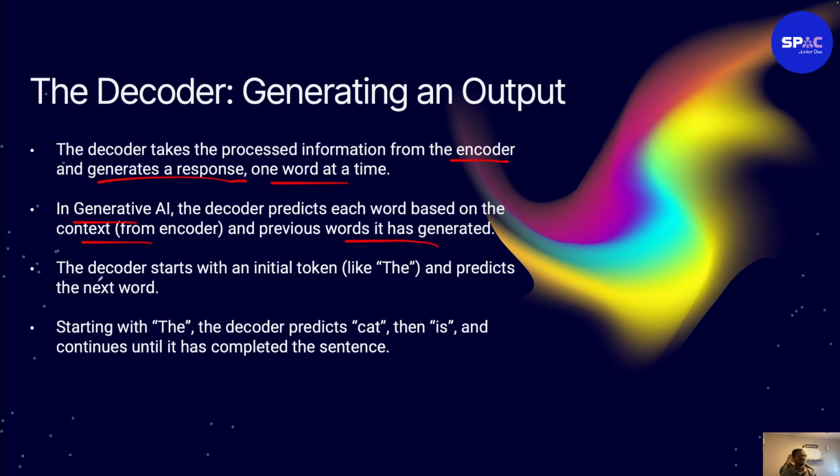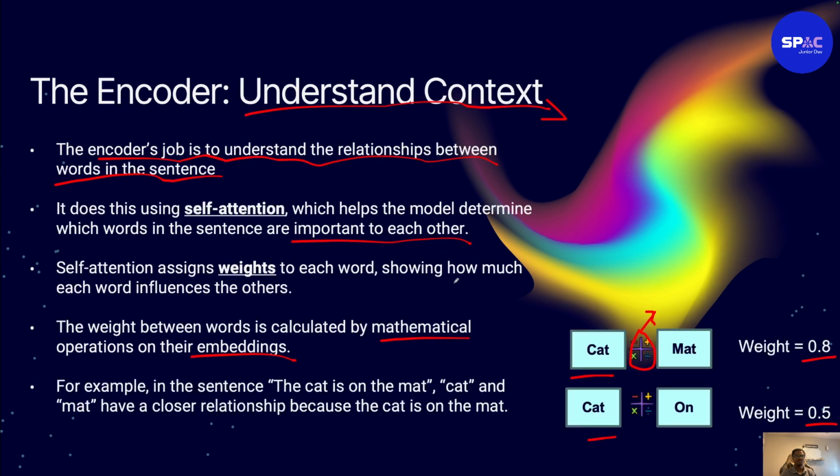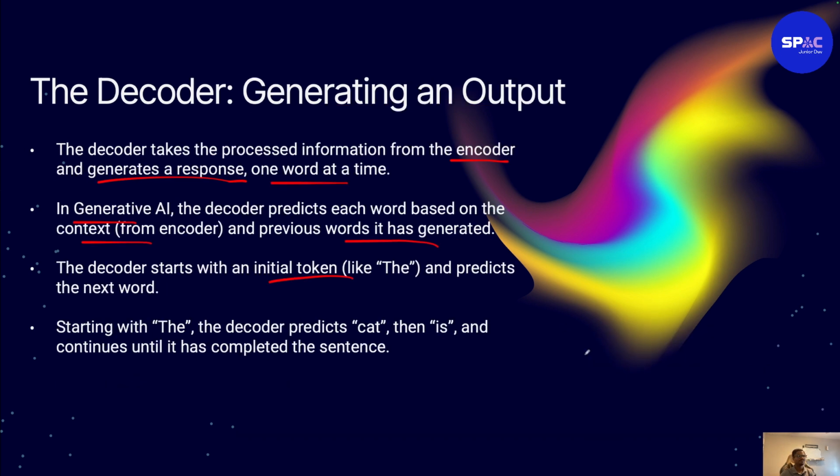Okay, so the decoder will start with an initial token and predict the next word, right? It predicts the next word by using what? Do you want to answer that? By using the result from here, which is the weight, right, to see how the tokens or the words are related to one another. So that is that.